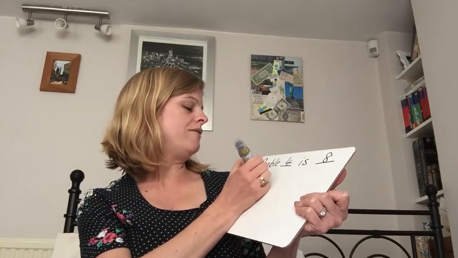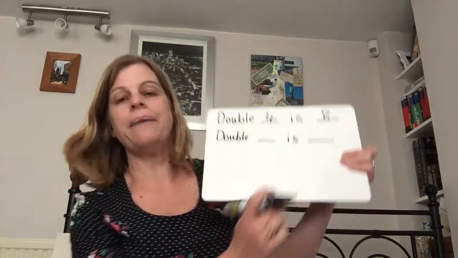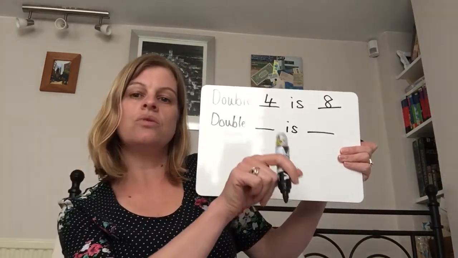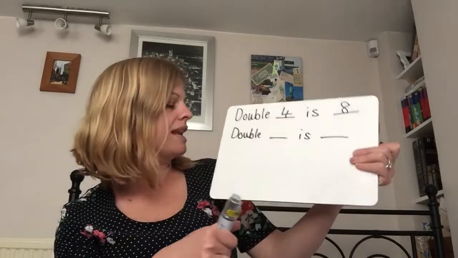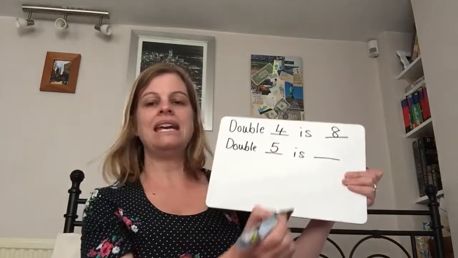Do the next one. If you find writing tricky, you could ask a grown-up to do that bit for you, and then you could just add the numbers. So the next one I got was double 5 is 10.